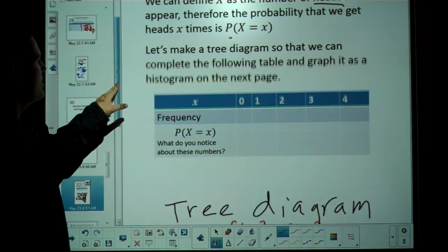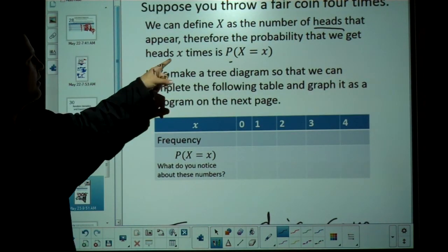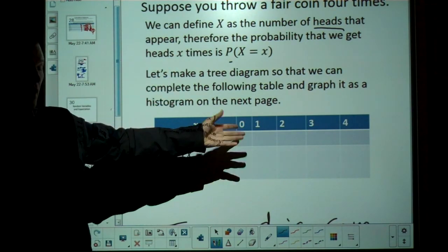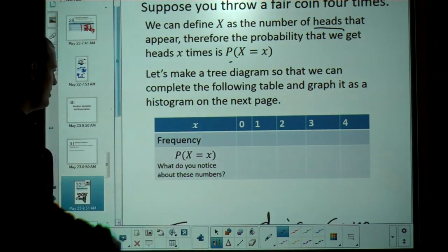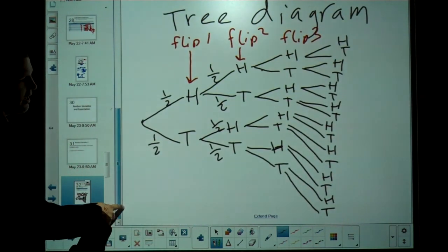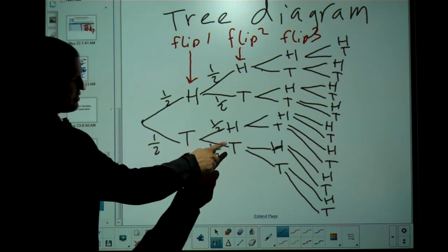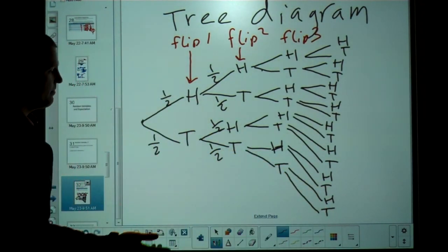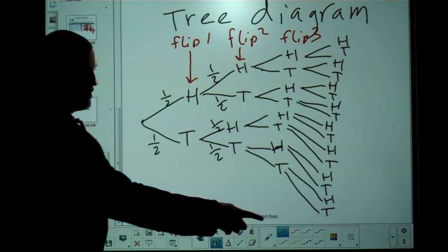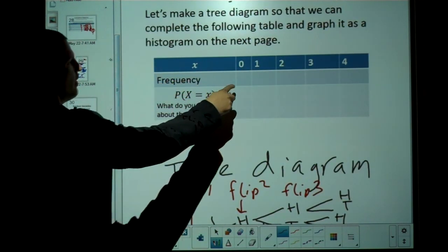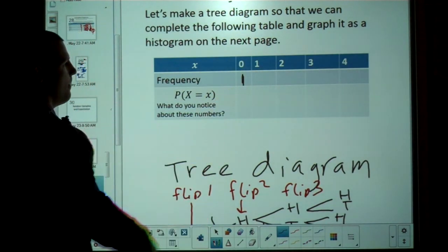What was x again? I think it was heads. Let's see. Where does it say here? The probability that we get heads x times. So the number of times, or how often in that table, we get heads 0 times. So what I'm looking for in the tree diagram is branches that have heads appear 0 times. And I only see one of those branches, the one that starts here and where we get tails, tails, tails, tails. That's our 4 coin flips. So that is the one branch, only occurs one time, where we have no heads. So I'm going to come back here and say that that occurs one time.